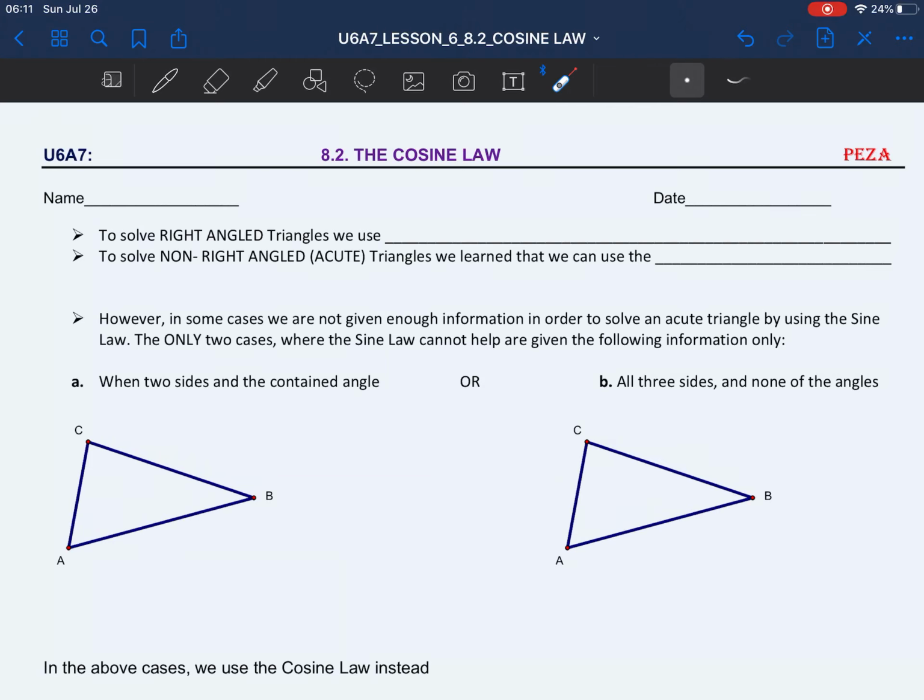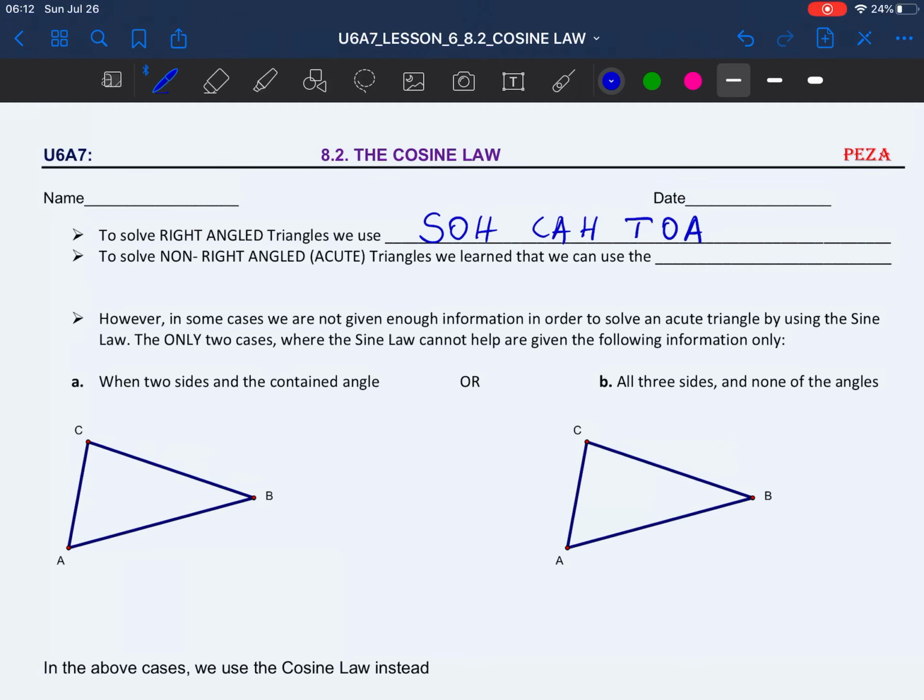Hello and welcome. In today's lesson, we will talk about the cosine law. Remember that to solve right-angled triangles, we use a formula called SOHCAHTOA. And remember again that SOHCAHTOA can only be used in right-angled triangles.